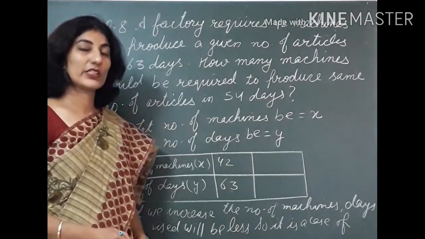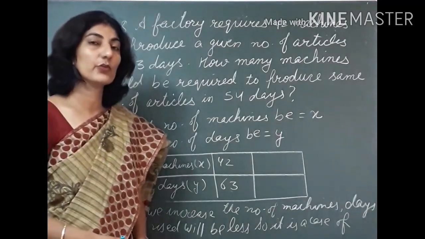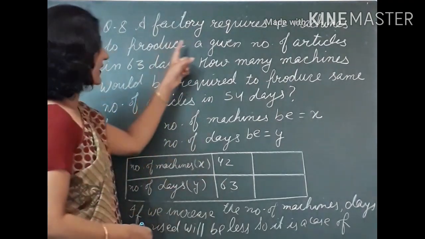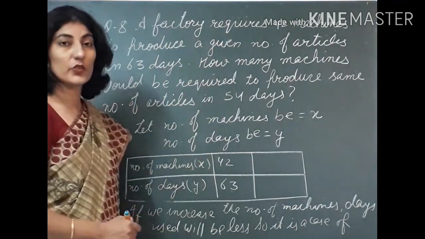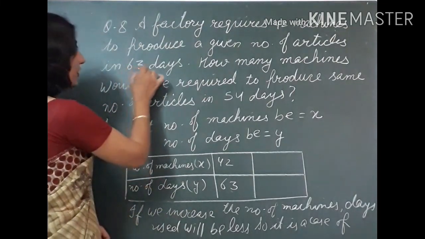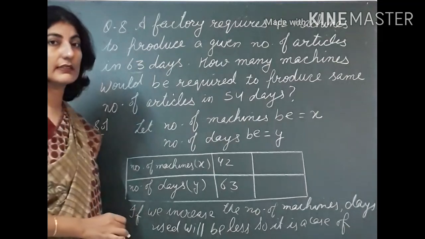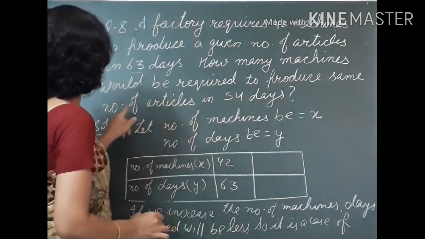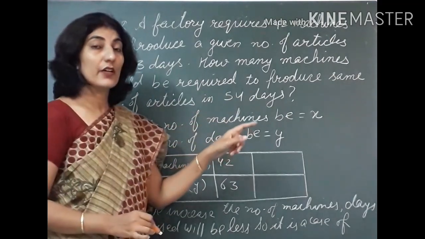Let us see question number 8. In between I have left a few questions that will be homework for you. Now come to question number 8. A factory requires 42 machines to produce a given number of articles in 63 days. How many machines would be required to produce the same number of articles in 54 days?